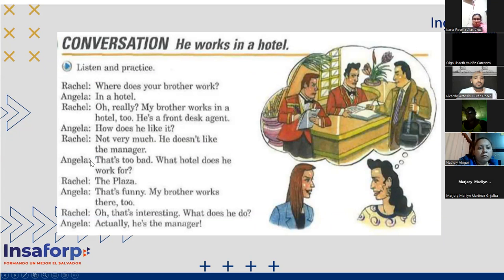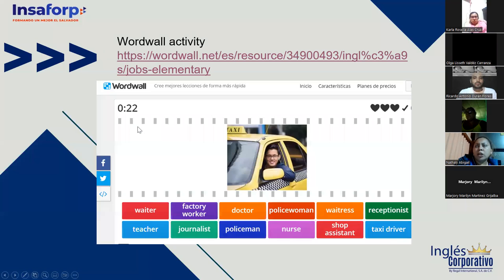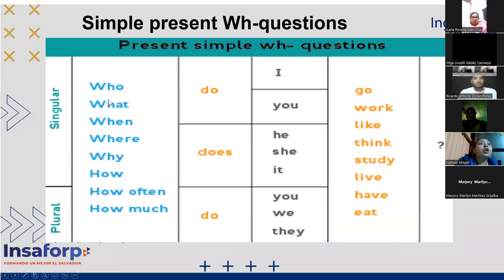Ok? In the conversation that we had before: where, how does he like it? What hotel does he work? So, we have been using these words, right? Hemos venido usando esas palabras que tenemos acá. Do you know the meaning of all these words? ¿Saben el significado? What? How often is a menú? ¿Qué tan seguido? ¿Dónde? ¿Por qué? ¿Cómo? ¿Qué tan seguido? How often? How often and how much? ¿Y how much? ¿Cuánto? Mucho.